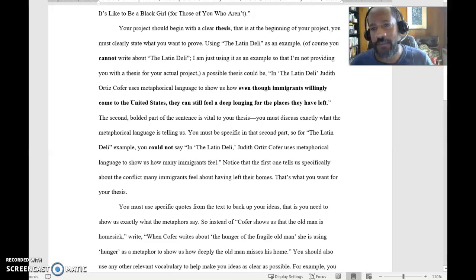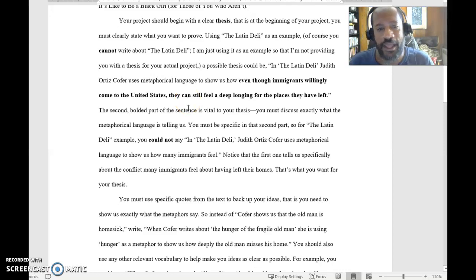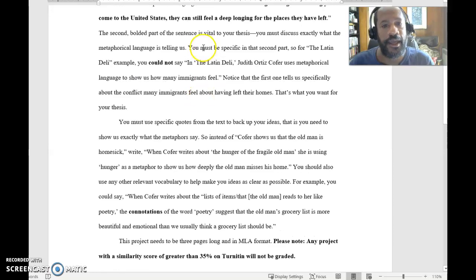And so you're going to do the same thing for the other poems. What is the big idea in Persimmons? What does Lee want to get across? What is the big idea in Dothead? What's the big idea in the other poems that you could potentially be looking at? So you've got to mention specific metaphorical language, and you have to tell us what that metaphorical language is doing. Okay, and as I say here, you must be specific in the second part. So for the Latin Deli, you could not. This is a bad example, an example of something not to do.